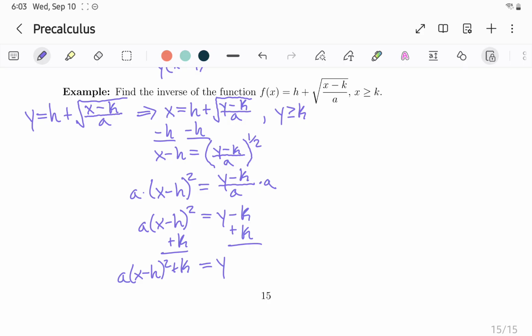All right, and so we can now say that f inverse of x is going to be equal to a times (x minus h) squared plus k. Okay, and that's it for inverse functions.